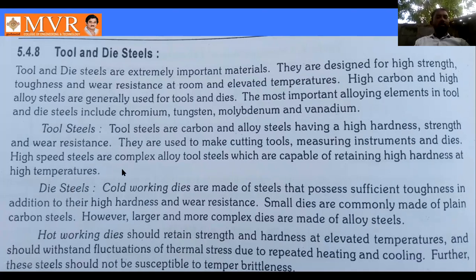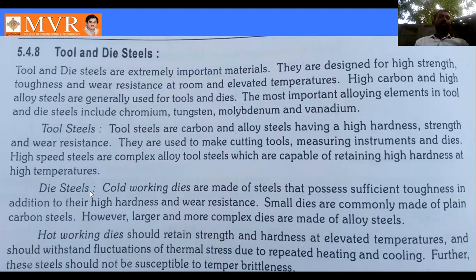So high speed steels are complex alloy tool steels which are capable of retaining high hardness at high temperature. So this one we can call a tool steel. These tool steels are carbon plus alloy steels having high hardness, strength, and wear resistance. So that's why they are used for making cutting tools, measuring instruments, and dies. High speed steels are complex alloy tool steels which retain their hardness at high temperature. So that's why we call it one of the tool steels.